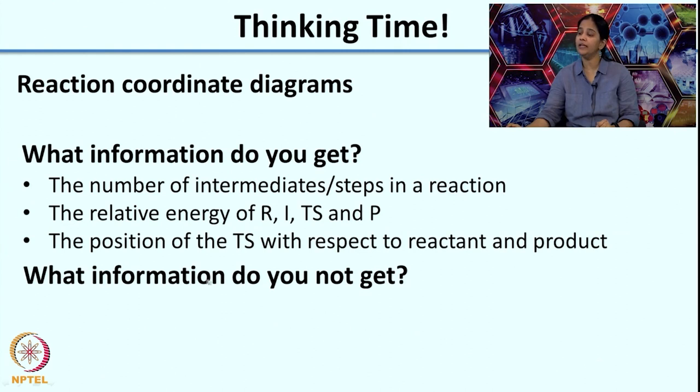So I would hold on regarding the question as to what information you do not get, because although I have listed out all these things that you get from a reaction coordinate diagram, it's very important to see the meaning behind all this. So what can you do by understanding the relative energy of say R, I, TS and P? What do you understand by the position of transition state? By looking at the position of transition state, is there some information that you can get about the reaction? So let us try to get more details on these points before we get to the point as to what information you do not get.